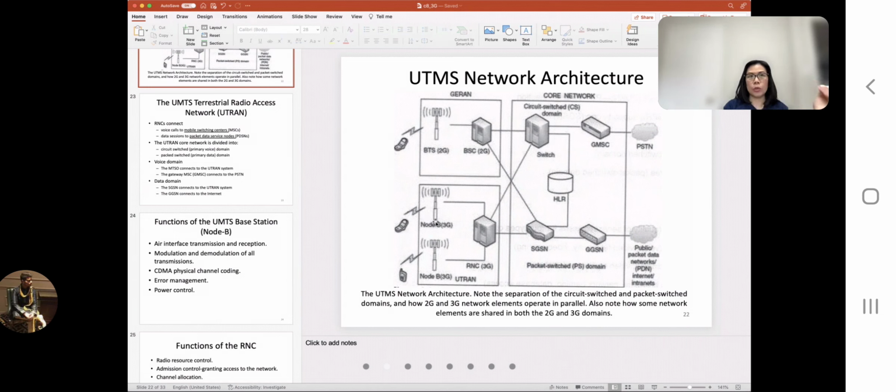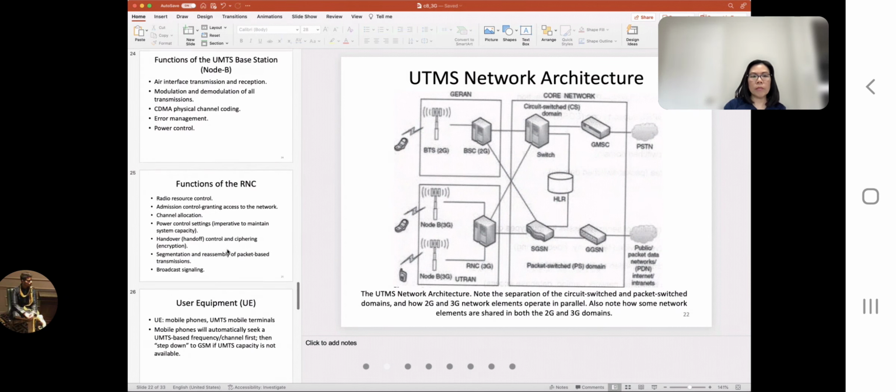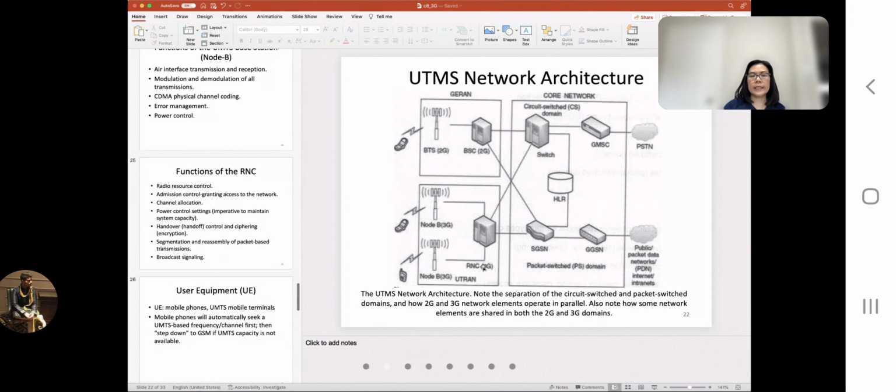In terms of power control, if a mobile phone moves closer to a base station, then the base station will tell the mobile phone to reduce the power. If it moves farther, the base station will tell the mobile phone to increase the power, okay, based on the distance. Right.